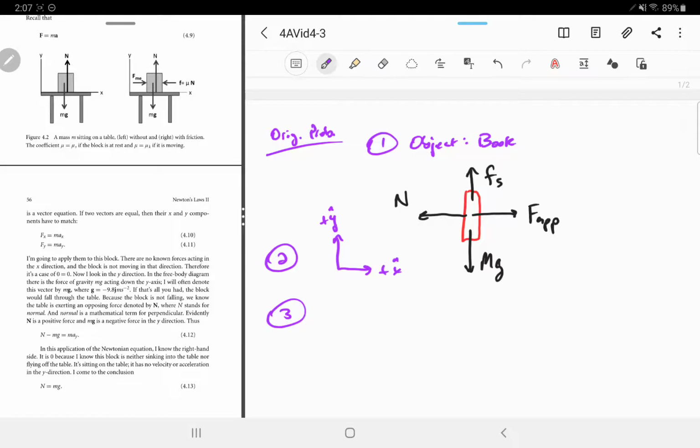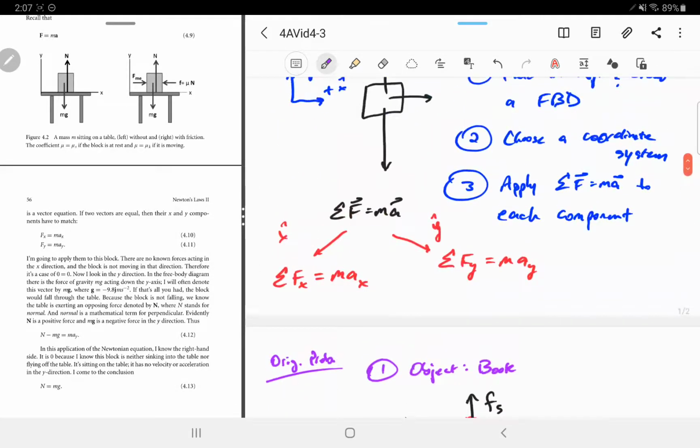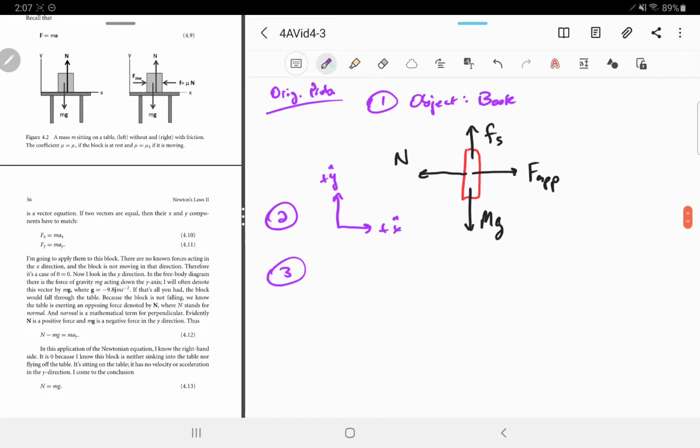Now the third piece is to apply Newton's second law to each component. So what this means is that for the horizontal pieces, the sum of the Fx's, the two vertical forces have 0 x component. So this one and this one are going to be 0 for this equation. F applied is in the positive x direction, so the x component of F applied is positive. And the magnitude of this force is N, the normal force, but it's in the negative x direction. So the x component of the normal force is negative N. Sum of those forces is equal to mass times ax.